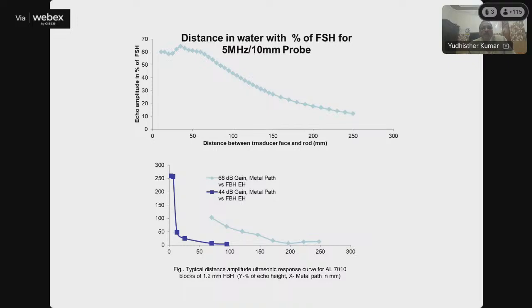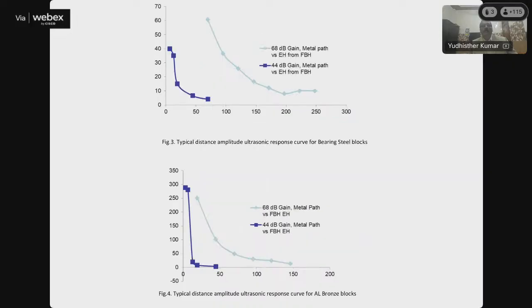These are the calibration curves, the set of curves for measuring the size of the smaller diameter defects. These are two graphs which again show the typical distance amplitude calibration graphs for ultrasonic response for bearing steel blocks. Earlier was for aluminum blocks. These are for bearing steel blocks for the same transducer. This is again a similar calibration curve plotted for a typical distance amplitude ultrasonic response curve for a different alloy of aluminum for estimation of small size defects.